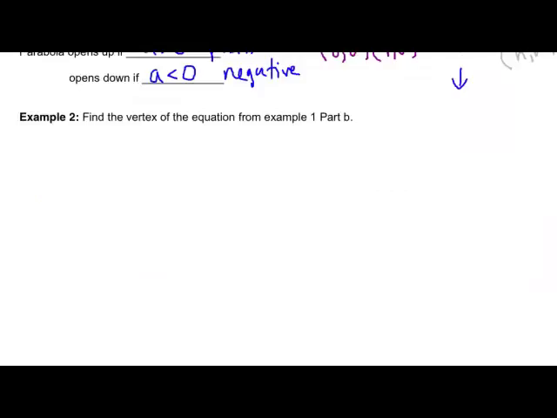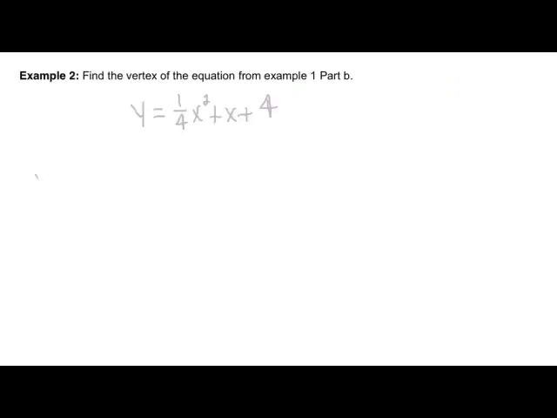So using the formula for finding the vertex, you're going to find the vertex of the equation from example 1, part B. So our equation for part B was y equals 1/4 x squared plus x plus 4. So the formula for the vertex is x equals the opposite of b all over 2a. And again, this is going to give us the x coordinate of our vertex. So the opposite of b, we know that b is 1, so it's negative 1, all over 2 times a, which is 1/4.